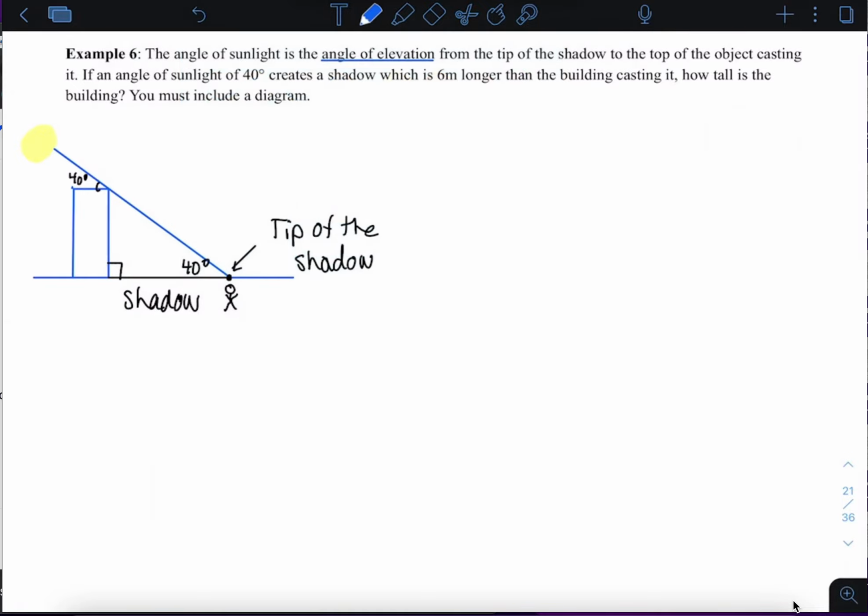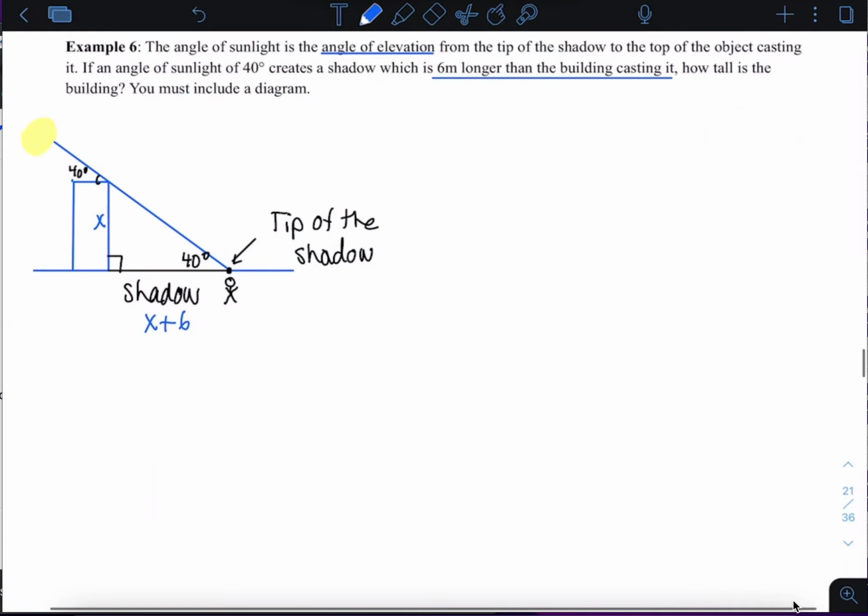The question is asking us, how tall is the building? So I'm going to call the building X. And it says here that it creates a shadow which is 6 meters longer than the building casting it. So what that means is that the shadow is X plus 6 meters long. So this is going to require a tan ratio. So we have tan 40 is opposite over adjacent.